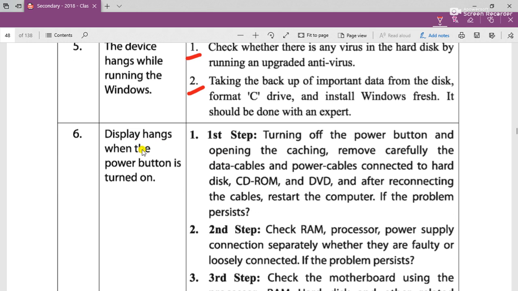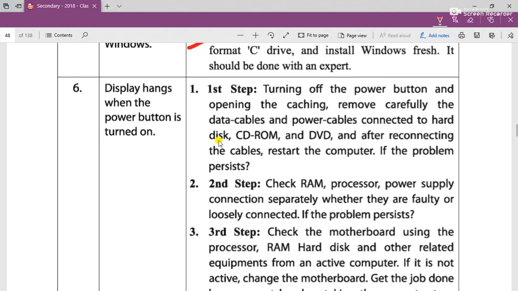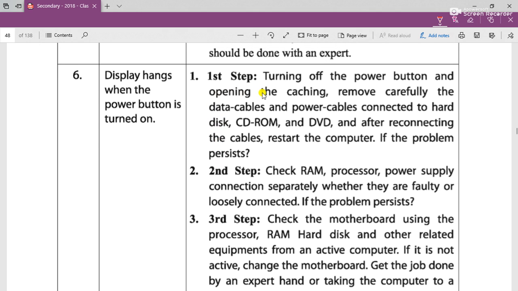If our display hangs when the power button is turned on, then what should we do? We have to follow some steps. First step, turn off the power button and open the casing. Carefully remove the data cables and power cables connected to the hard disk, CD-ROM and DVD. After reconnecting the cables, restart the computer. If the problem persists, then we have to follow the second step.